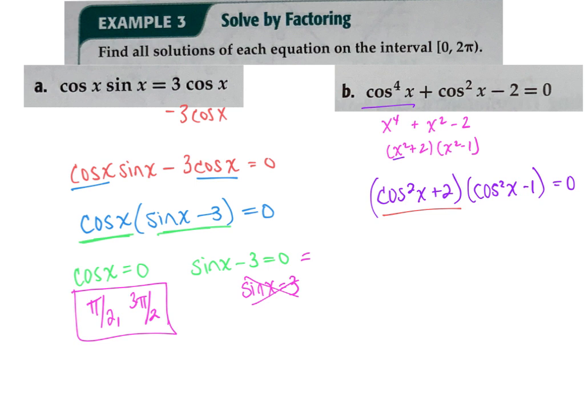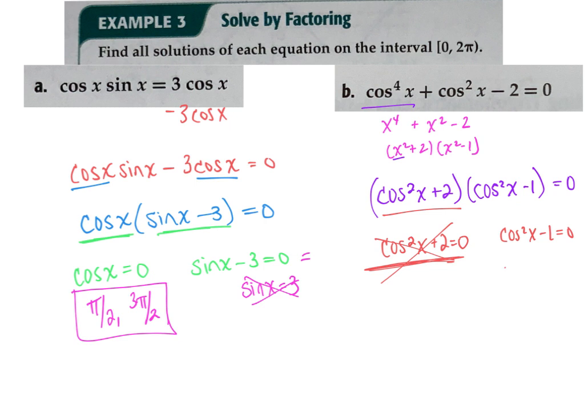Cosine squared of x plus 2 equal to 0, and then cosine squared of x minus 1 equals 0. Now, if I try to solve this guy, what do you run into? The squared, right? I actually have the positive and negative root of negative 2, which is definitely a problem. So this is never going to work. This one, however, I have the positive and negative square root of 1, yes?